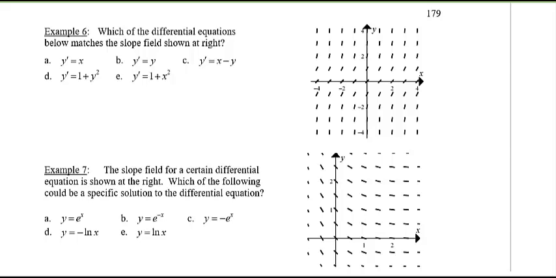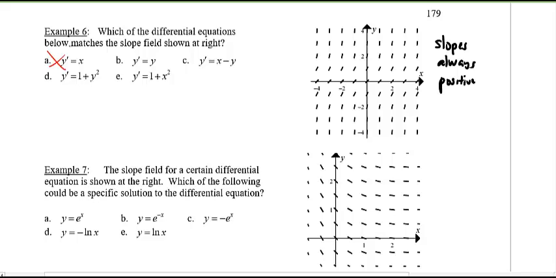Alright, so let's take a look at example number 6. I hope you've analyzed the slope fields. I hope one of the things you've seen so far is that all the slopes in this slope field are always positive. That's important, because I can get rid of one of these equations right away. I know it's not going to be A.